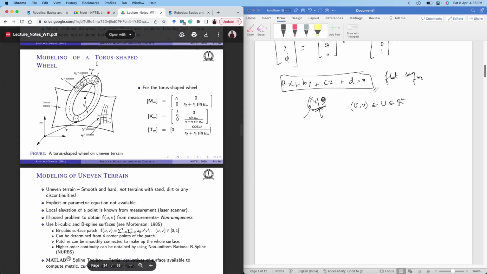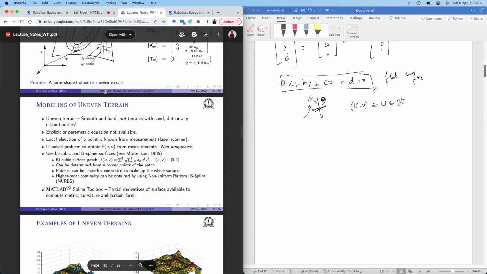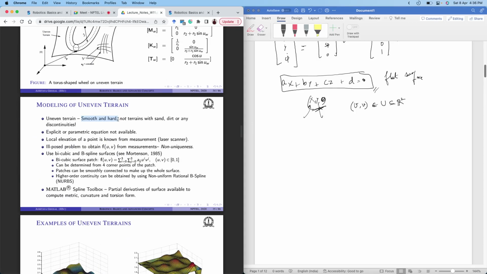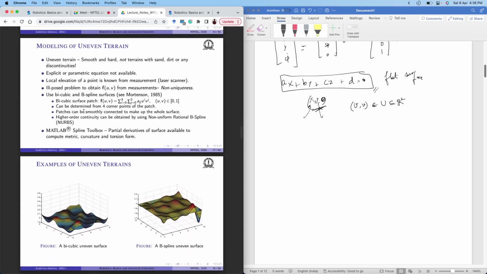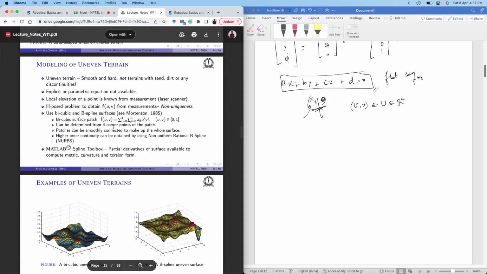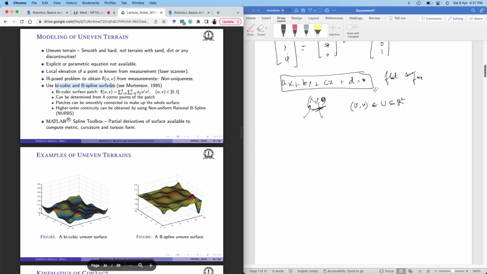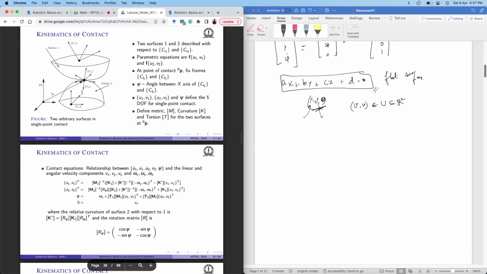a torus. But again, we are not talking about deformable wheels here. This discussion is for smooth and hard terrains only. So the terrain is also smooth and hard, and the wheels are not deformable in this particular case. Now there are other ways of representing surfaces, and one is the use of cubic or B-spline functions. It has again been discussed here.